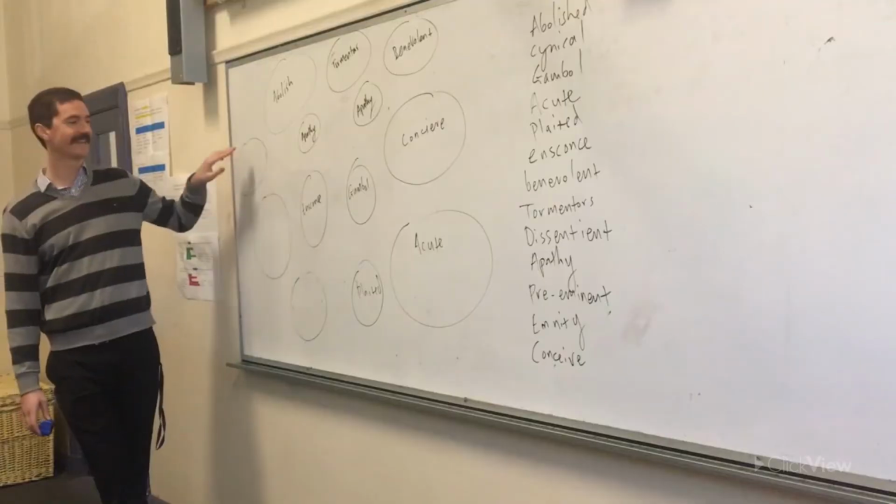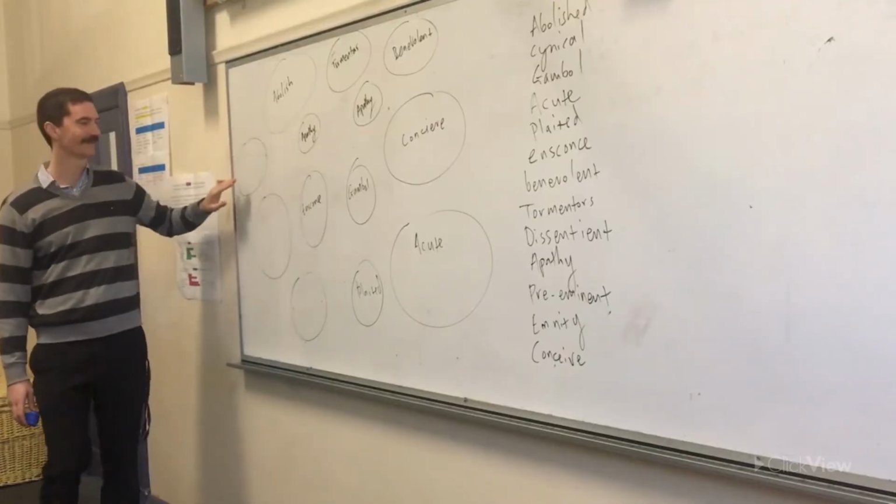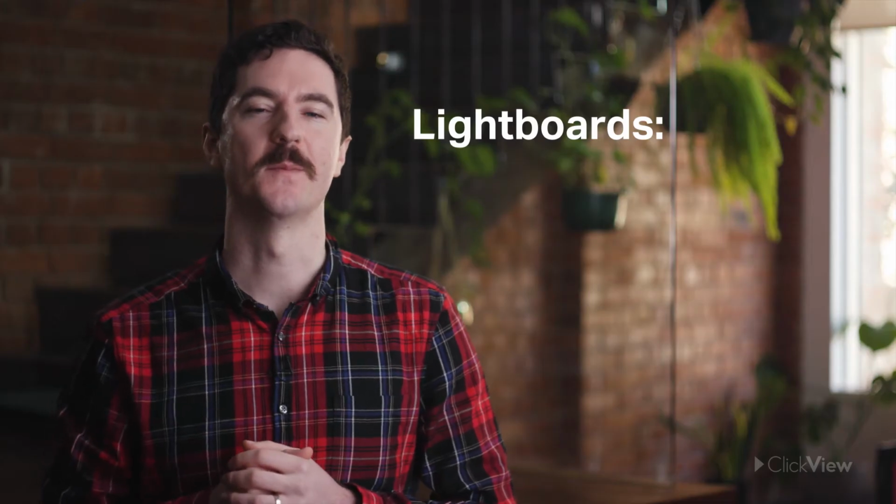So what you want to do is pre-write notes beforehand and then speak to that directly to the camera. The next type of board that we're talking about is a light board.